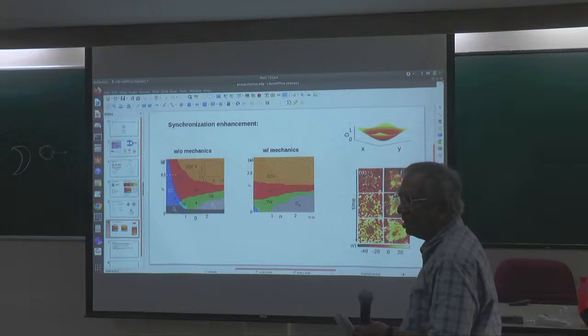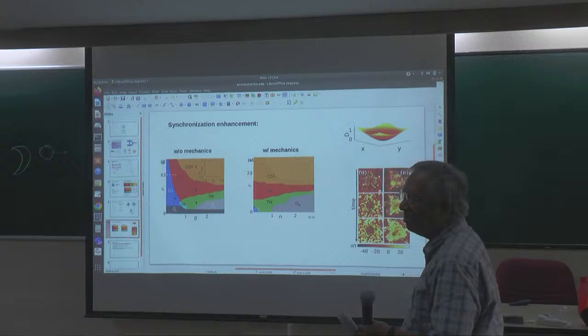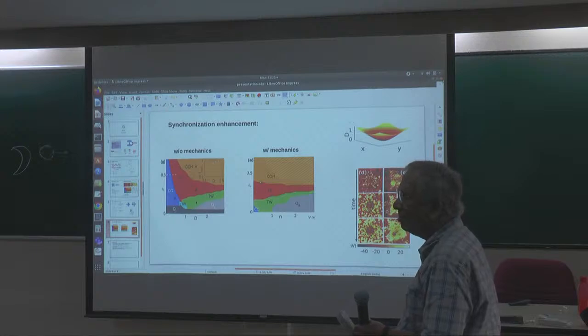So enhancing synchronization via mechanics. Exactly. That's pretty cool. It's giving you another channel for coupling, in some sense, a longer range coupling. Instead of mechanics being synchronized, mechanics causes synchronization.